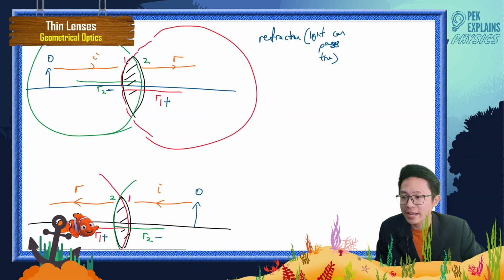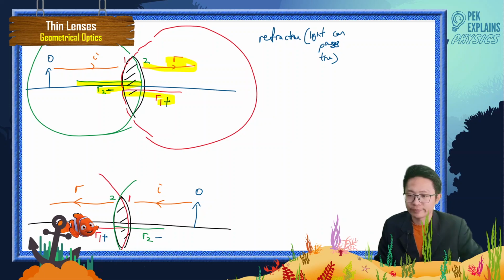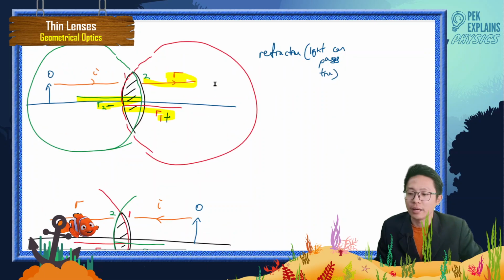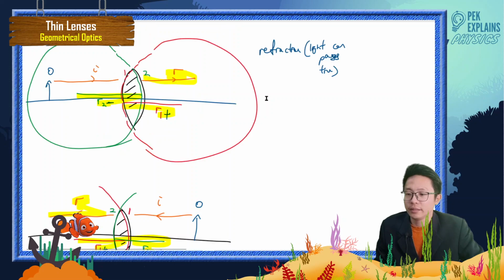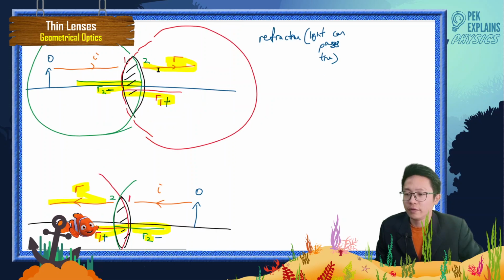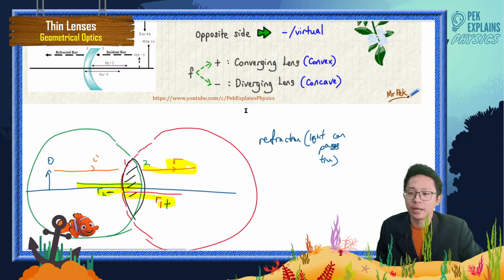Radius, all this radius is also compared with the refracted ray. Understand or not? Compare with the refracted ray. Like this radius, this radius and this radius, all compared with the refracted ray. Okay. If the radius and the refracted ray are on the same side, then it's positive. If the radius is opposite, it's negative. See this one? This R1 is positive, this R2 is negative because opposite. That's how I determine.